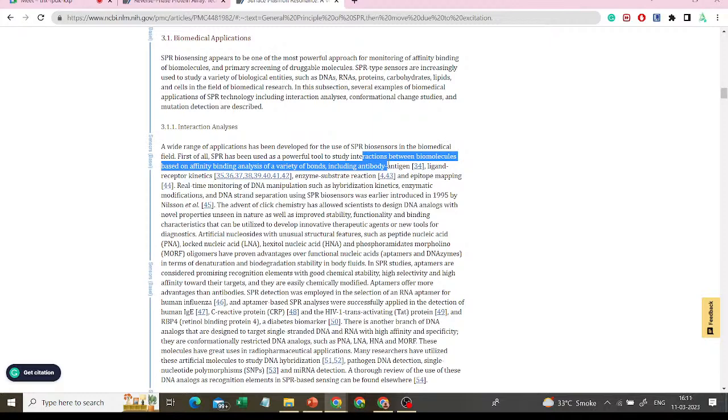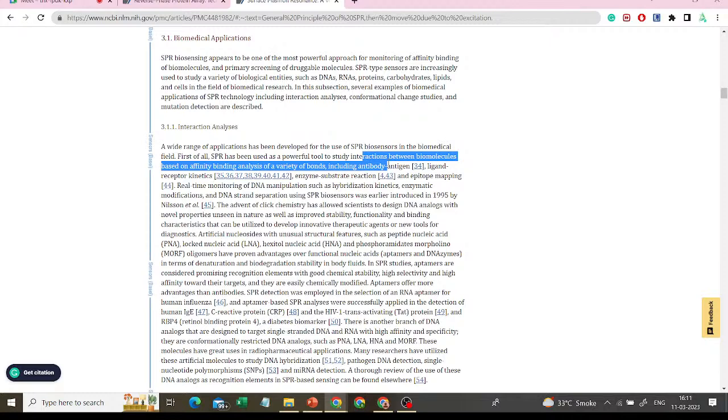And with that change in the response units, you can identify how much your association constant or dissociation constant is, and then finally find out the binding kinetics for your protein-protein, protein-drug, protein-small molecule, or drug-drug, anything. So enzyme substrate reaction and your epitope mapping.